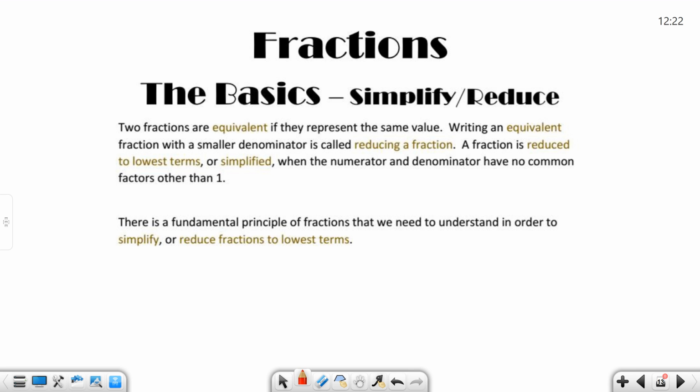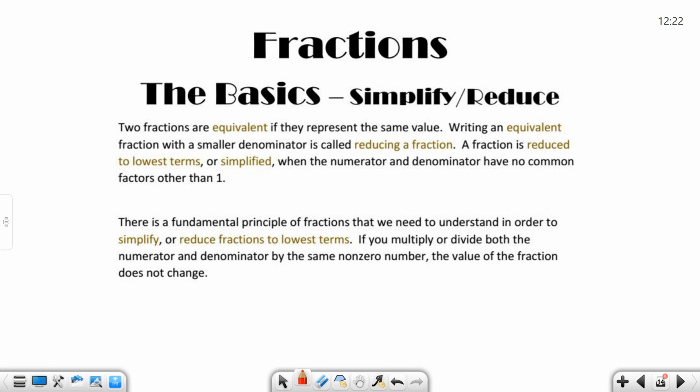There's a fundamental principle of fractions that we need to understand in order to simplify or reduce fractions to lowest terms. That fundamental principle is, if you multiply or divide both the numerator and denominator by the same non-zero number, the value of the fraction does not change. So if m over n is a fraction and p is some number that's not 0, then m times p over n times p equals m over n. It's equivalent, it's the same value. It may look different.